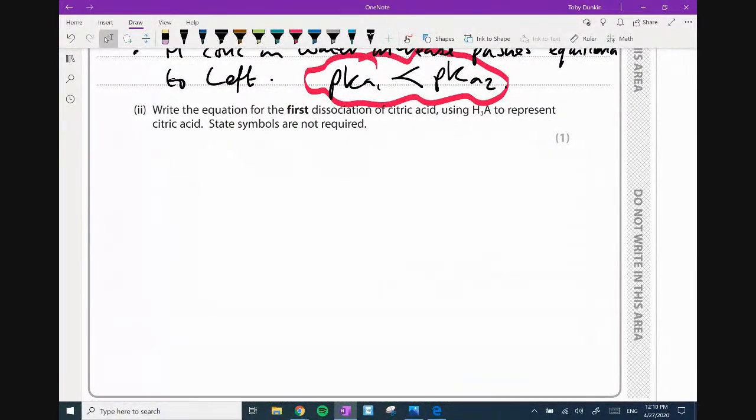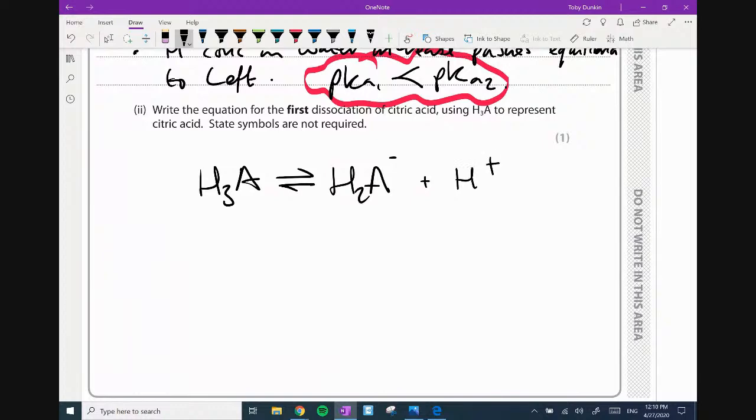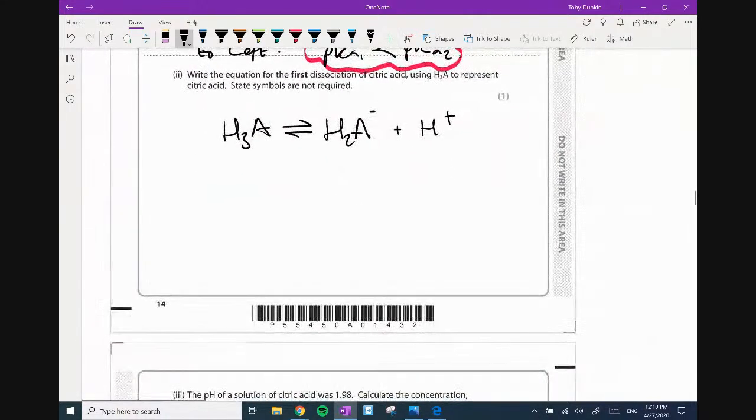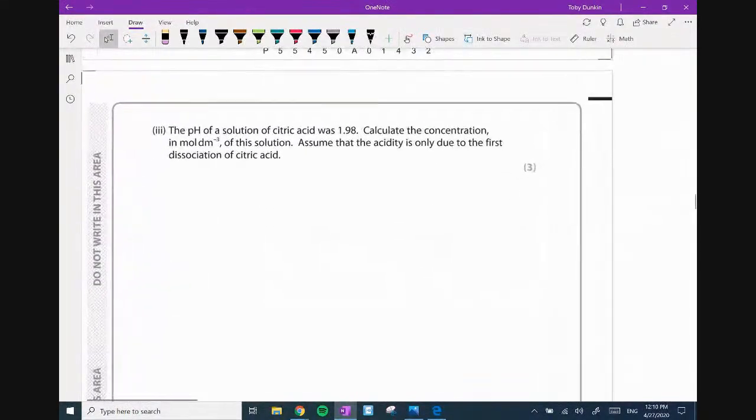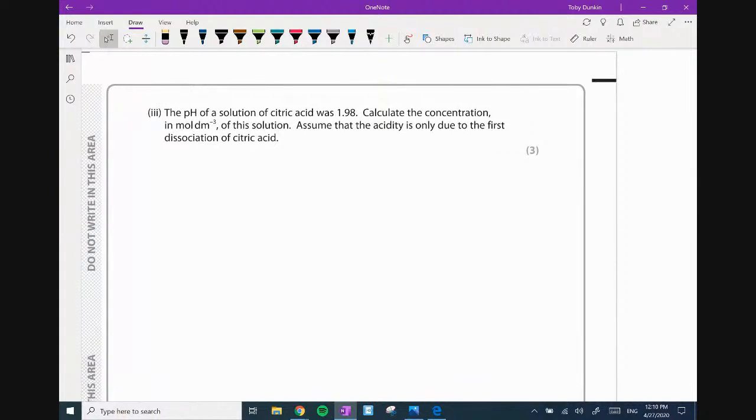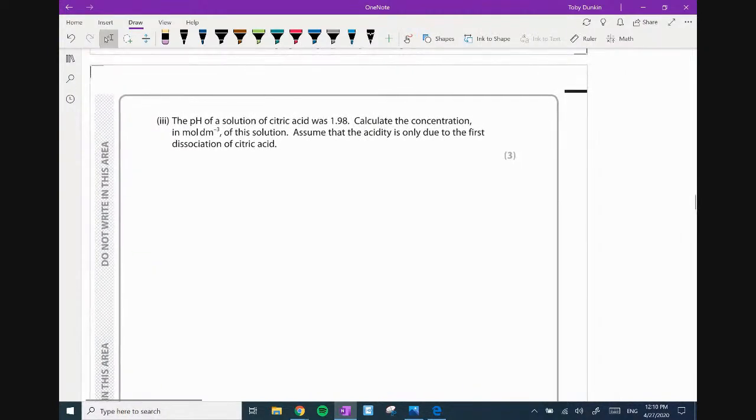Write the equation for the first dissociation of citric acid using H3A, okay? H3A equilibrium H2A minus and H plus. State symbols are not required. Winner. Thanks very much. Next, the pH of the solution was 1.8. Calculate the concentration in mole per dm cubed of the solution. Assume that the acidity is only due to the first dissociation of citric acid. Okay, I like that. It's a weak acid.